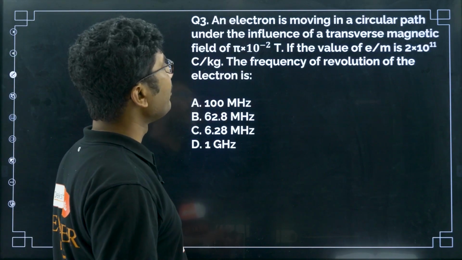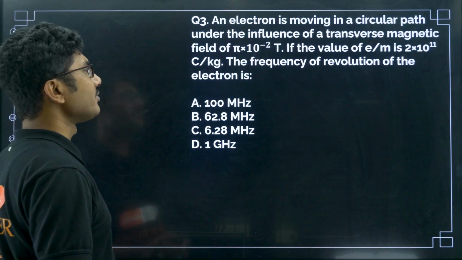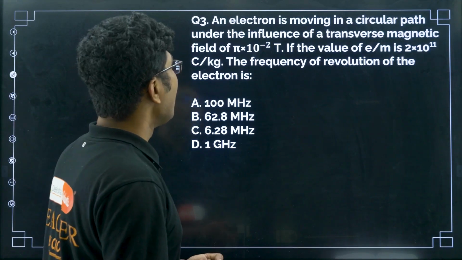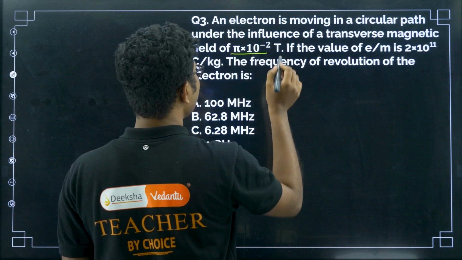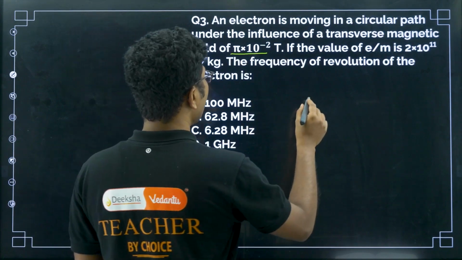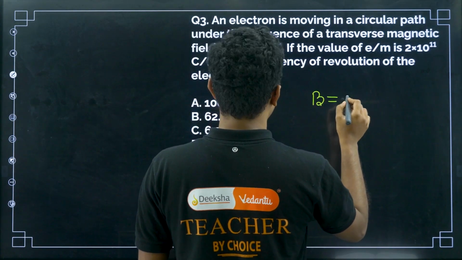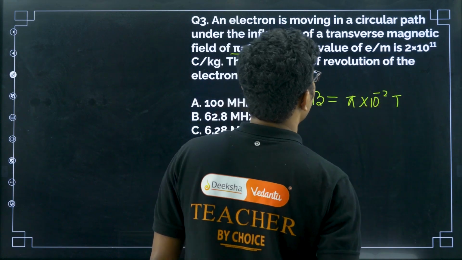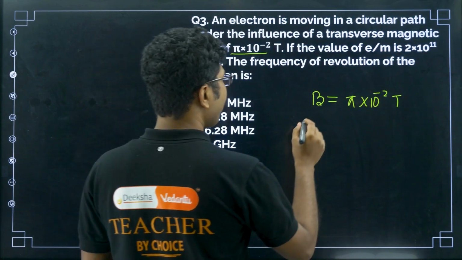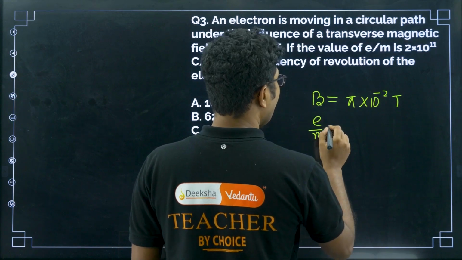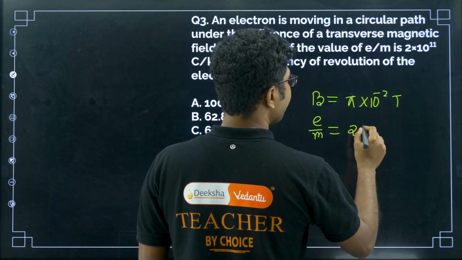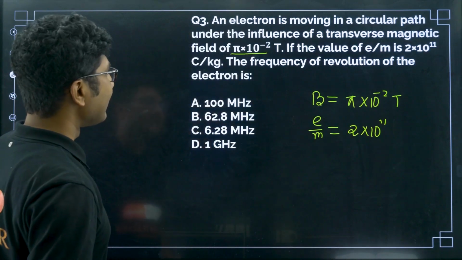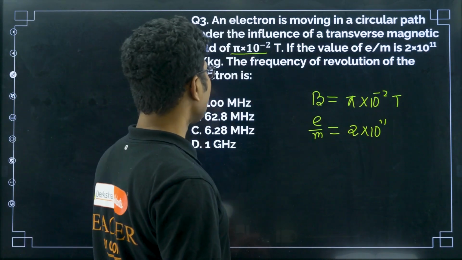An electron is moving in a circular path under the influence of a transverse magnetic field. So, a similar question to the previous one. Now in this case the magnetic field is given, B is equal to pi times 10 to the power of minus 2 Tesla. If the value of e by m is 2 times 10 to the power of 11 coulomb per kg, then the frequency of the revolution of the electron is?